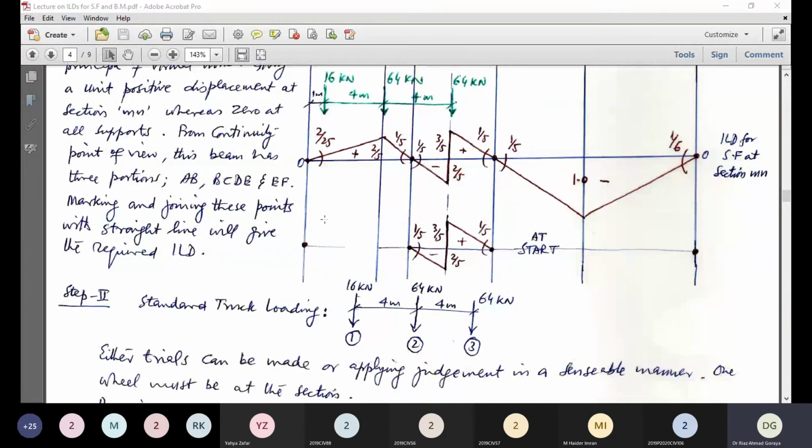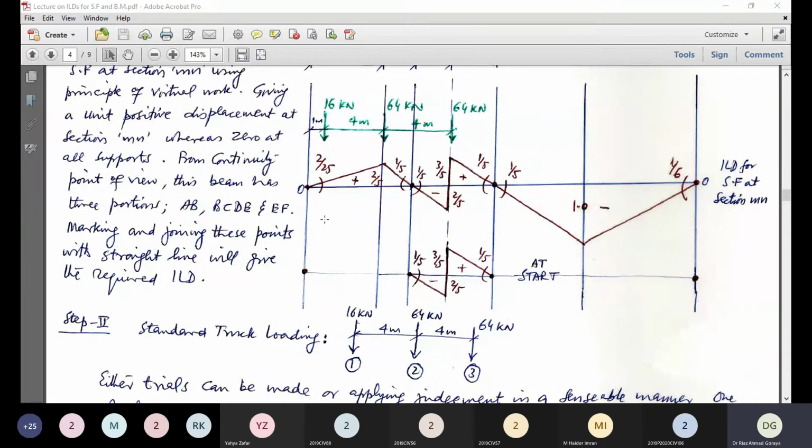So step 2, that we have to compute the maximum positive and negative shear force for standard truck loading. So this is the positive portion, this is the positive portion. So the judgment says that at least one wheel has to be at the section. So the judgment says that the positive shear force will be maximum when wheel 3 is at the section. Now focus on this. When wheel 3 is at the section, the maximum ordinate of this positive portion will be multiplied with the heavy wheel.